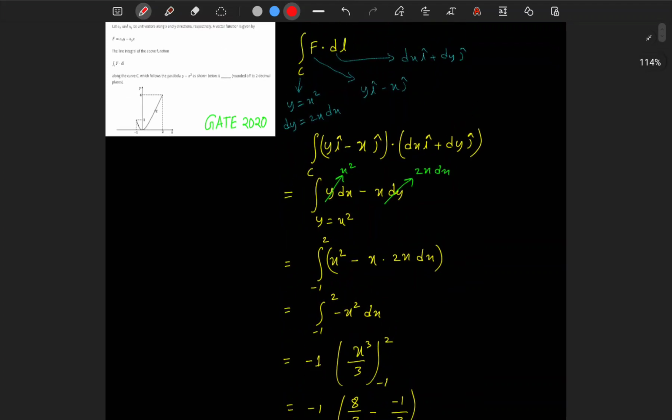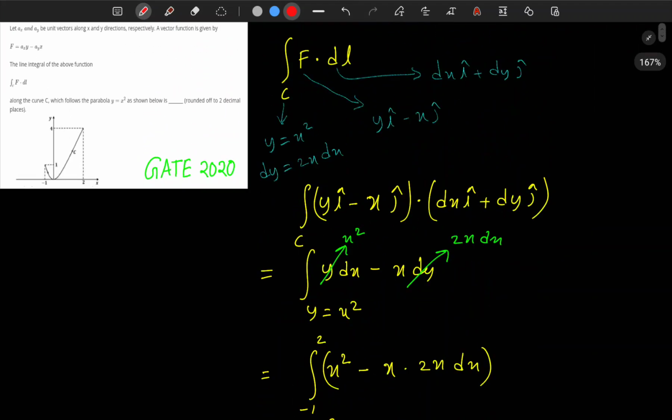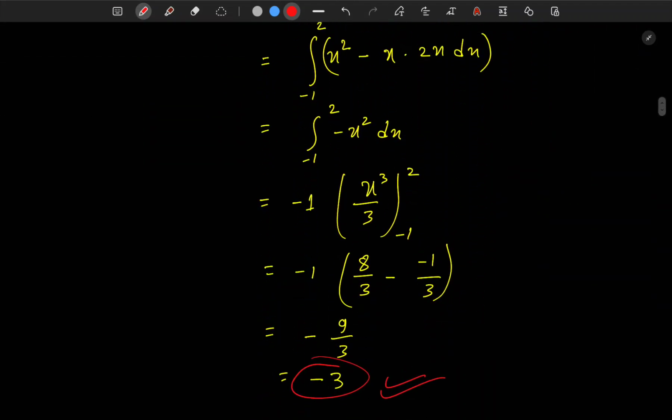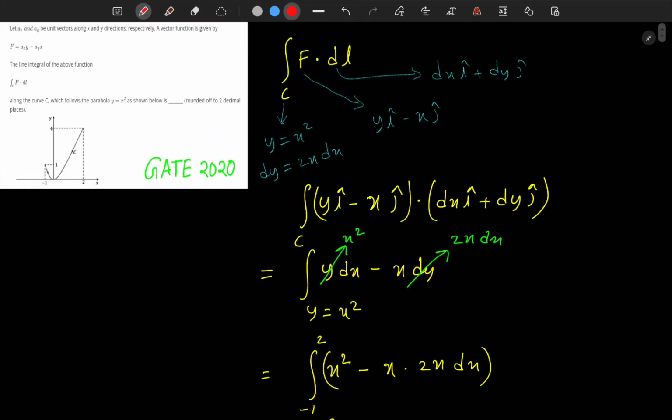So this is how we can solve this question. It's very easy. This was asked in GATE 2022.